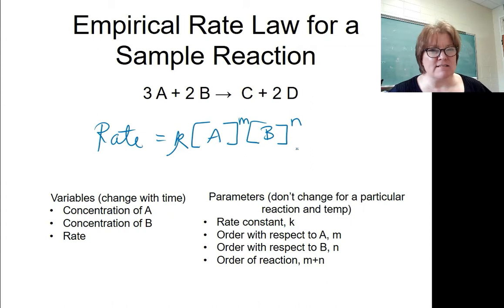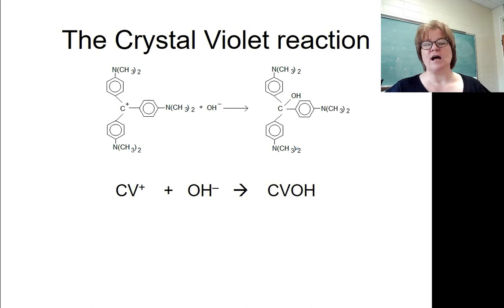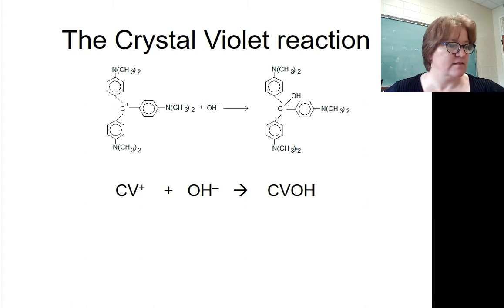We really can't call them constants, because a constant would be something that's always universally true and never changes, and it does change. This is something that changes for different chemical reactions or different temperatures, so I can't say it's a constant, but it's not a variable. It's not changing with time. So our job is to then use some stuff to find those. We're going to use this crystal violet reaction and try to find the M and the N.